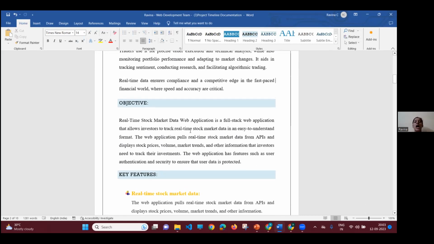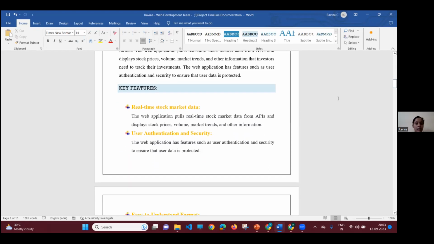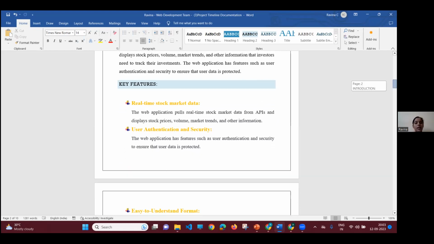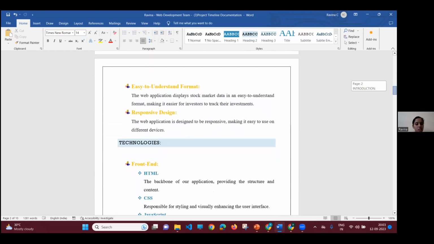and in the objective, how our application is useful to overcome the difficulties. And our basic key features are real-time stock market data. As I mentioned all the points in my presentation, I'm just pinpointing the main points. Real-time stock market data, user authentication and security. It should be in an easy to understand format, and the website should be responsive in design.